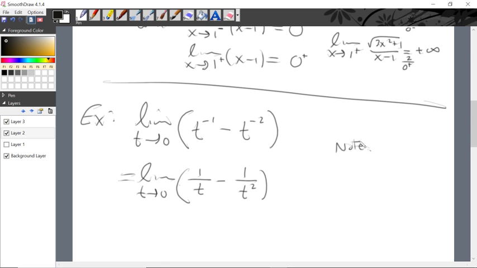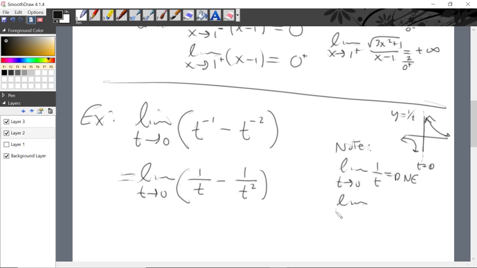Now note, if we take a look at each of these limits independently, what happens? The limit as t goes to 0 of 1 over t. The graph of y equals 1 over x, or 1 over t, looks like this, with a vertical asymptote right here at t equals 0. We can see graphically that this limit does not exist by itself.